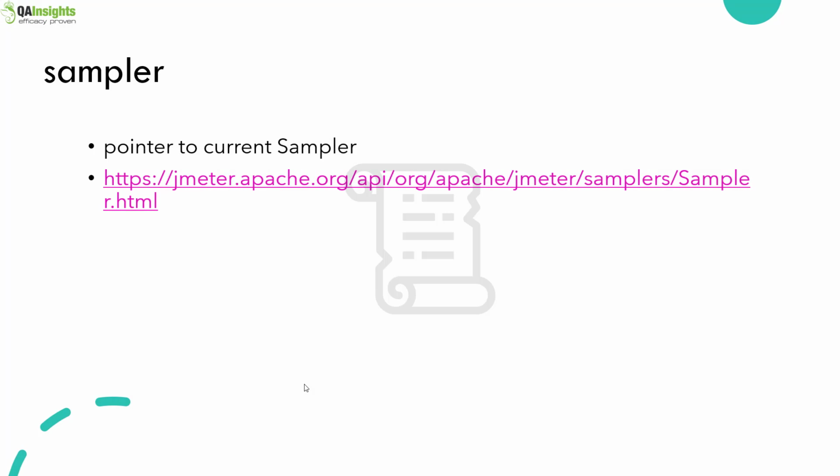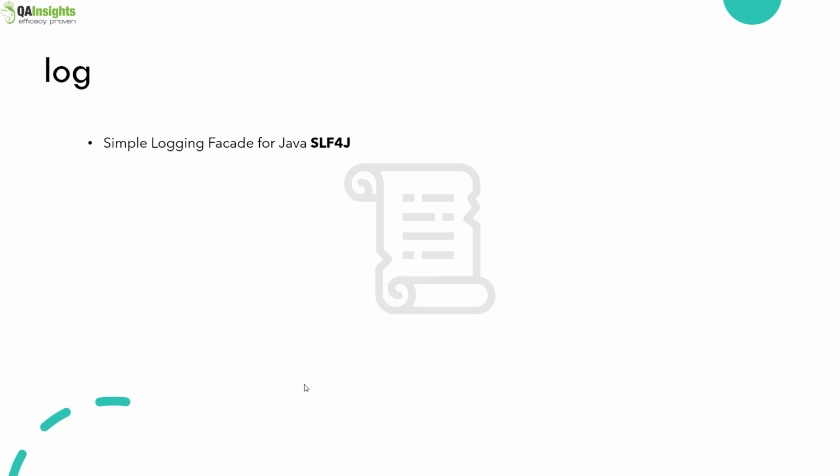Next, we are going to see about sampler. So just pointer to the current sampler. Again, there are a lot of classes and methods in this particular variable sampler. So we are going to see that as well in the demo section. Next, we are going to see about logging. JMeter uses a simple logging facade for Java, SLF4J. We have already seen log.info, log.debug, those kind of small logging related statements. But we are going to see a little bit more about logging in this video.